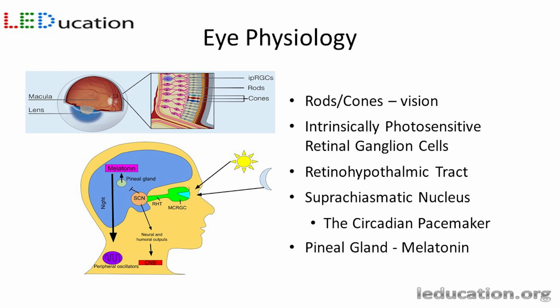This produces melatonin, which helps you sleep, and in particular during the day, the SCN sends a signal to the pineal gland to suppress melatonin. That helps keep you alert and awake during the day.